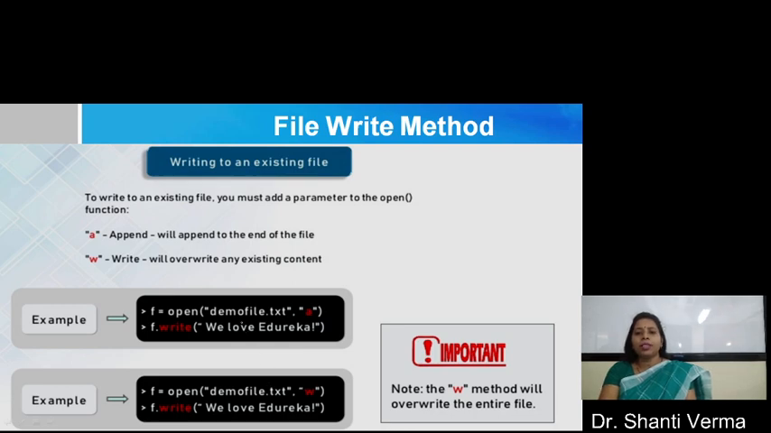In the example, you can see that if I open the file demo file.txt in append mode, and I write we love edureka in the file, then this sentence is written in the file at the end. But if I use W mode, then the whole content of demo file.txt is overwritten by the sentence we love edureka. So you have to use W carefully. If you are using W, the existing content of the file will be overwritten.